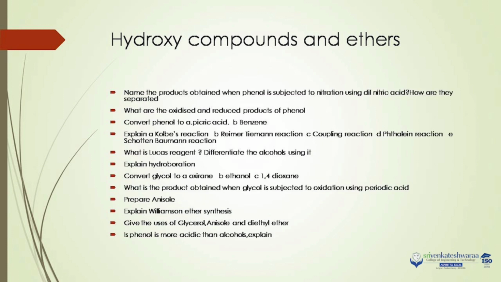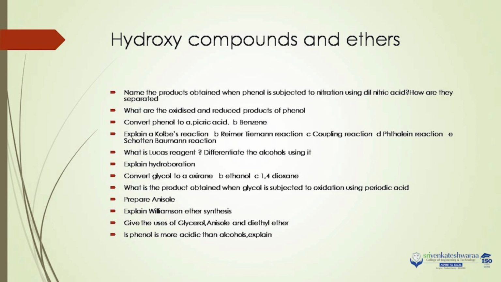The products obtained when phenol is subjected to nitration using dilute nitric acid are ortho- and para-nitrophenol, and they can be separated. The oxidized and reduced products of phenol are cyclohexanol and cyclohexanone. And a standard question: formation of picric acid, it's not an acid, it is 2,4,6-trinitrophenol. And conversion to benzene: when phenol is treated with zinc dust, we get benzene.